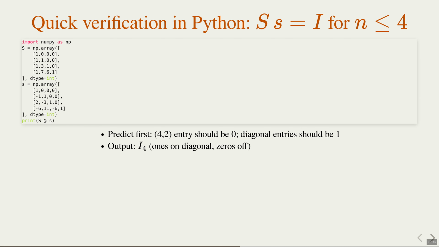Now run it and compare. The printed matrix has ones down the diagonal and zeros everywhere else, matching the prediction. In particular, the 4-2 entry really is 0.